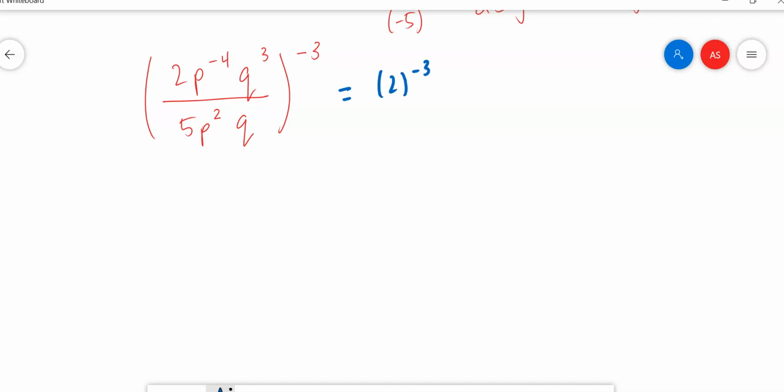He's getting that -3 power. Then I'm doing -4 times -3. That's a +12. So p to the 12 is there. And then I'm doing 3 times the -3, which is -9. So I got q to the -9 over.